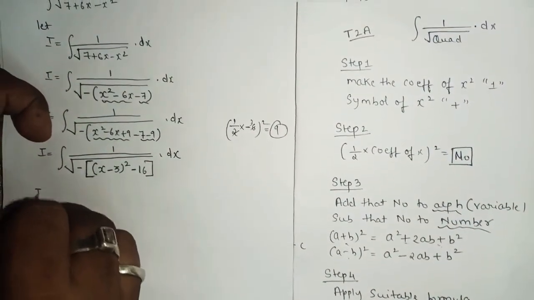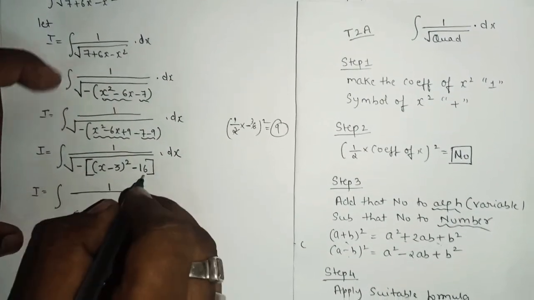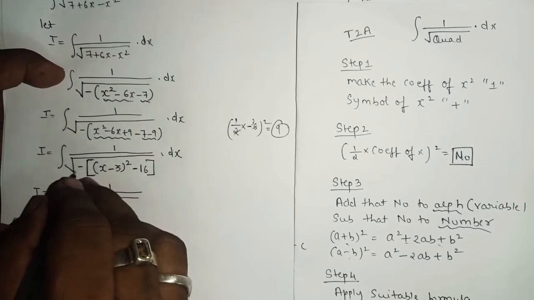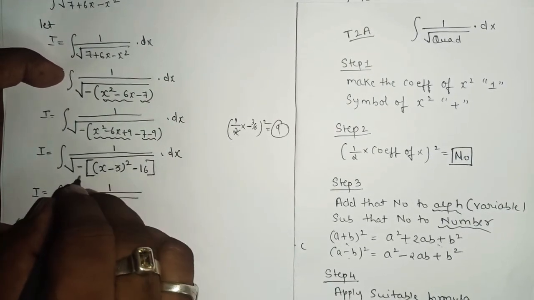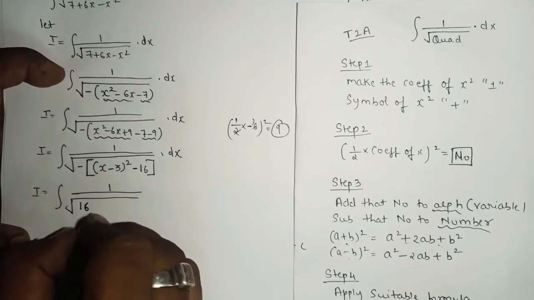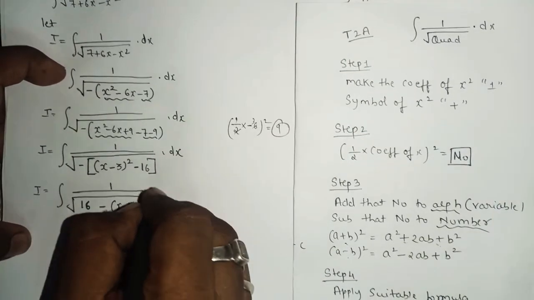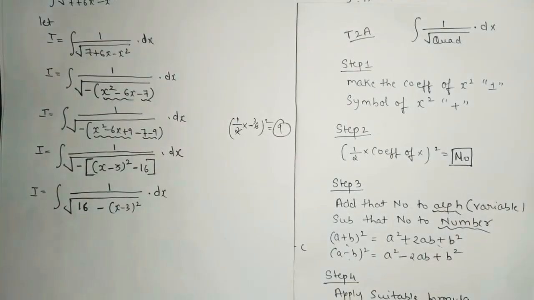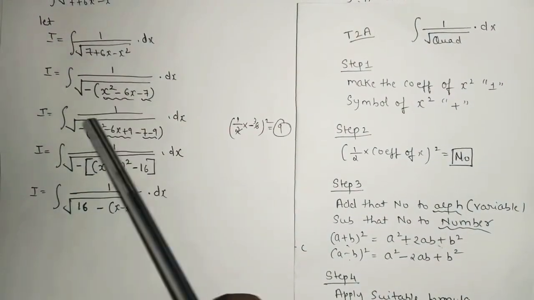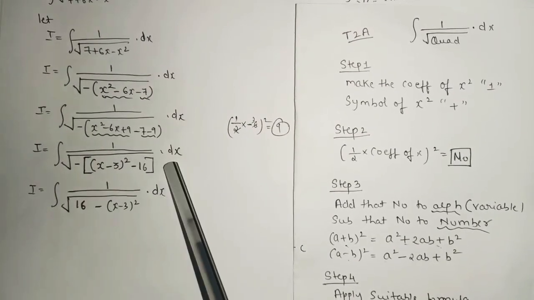Okay, so now after this adjustment, we will bracket open with this minus. When you bracket open with this minus, what will happen? The negative number will become positive. So we'll write first 16 and after this we'll write x minus 3 the whole square. Whenever the symbol of x square is negative, we keep the minus till this step. After this step, you will bracket open with this minus.